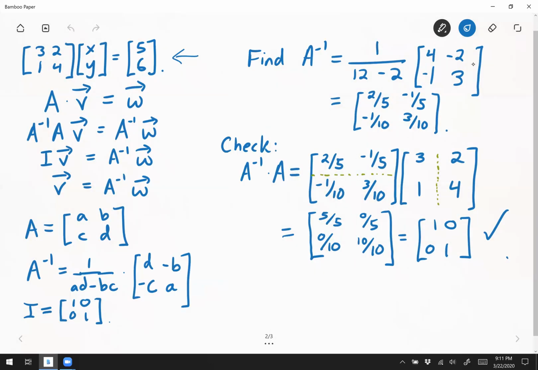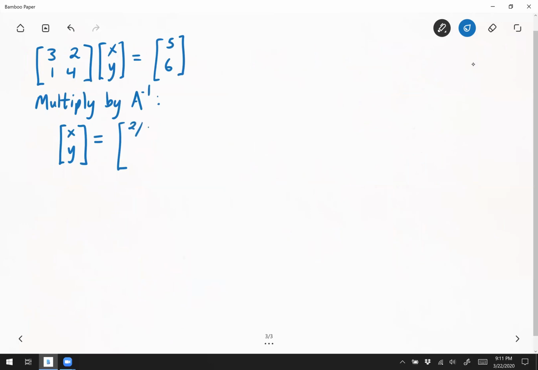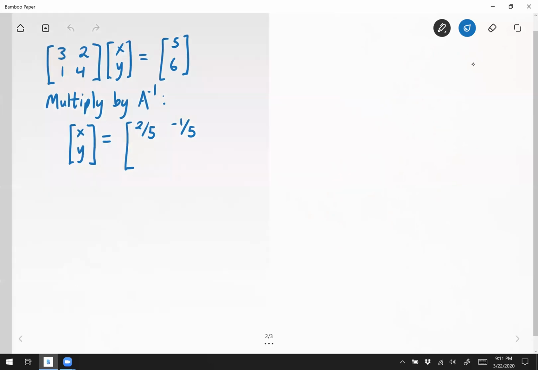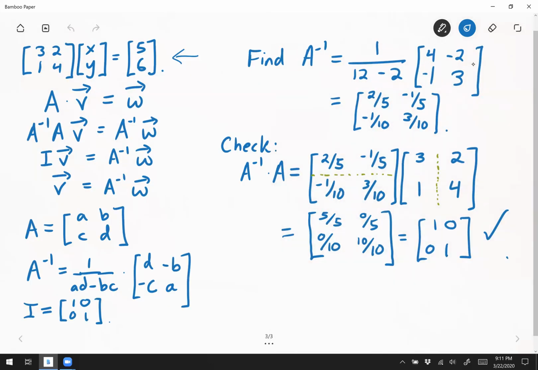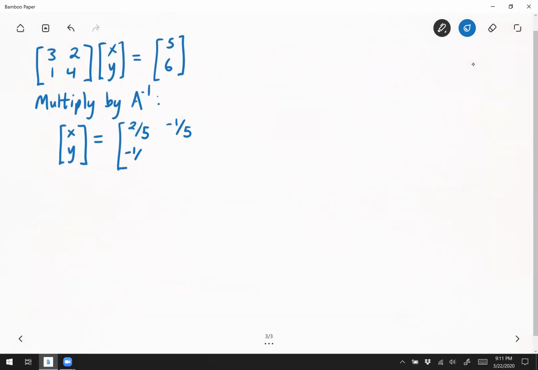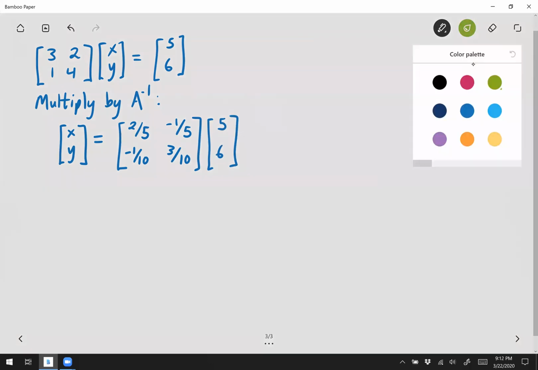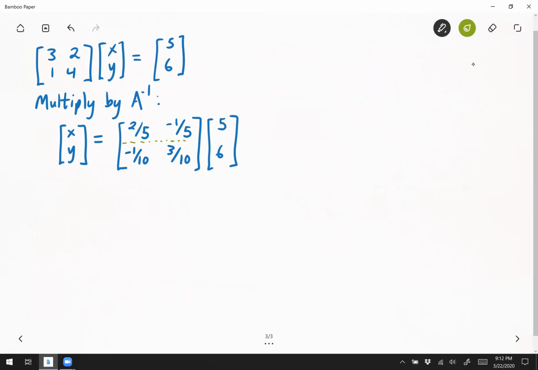Then on the right, the inverse matrix. Let's check that again. It's positive 2/5, -1/5, -1/10, and 3/10. So 2/5, -1/5, 2, -1, -1/10, and 3/10. All right, we've got this, -1/10 and 3/10. Excellent. We're going to multiply that by 5, 6. Again, I always like a little visual cue there.